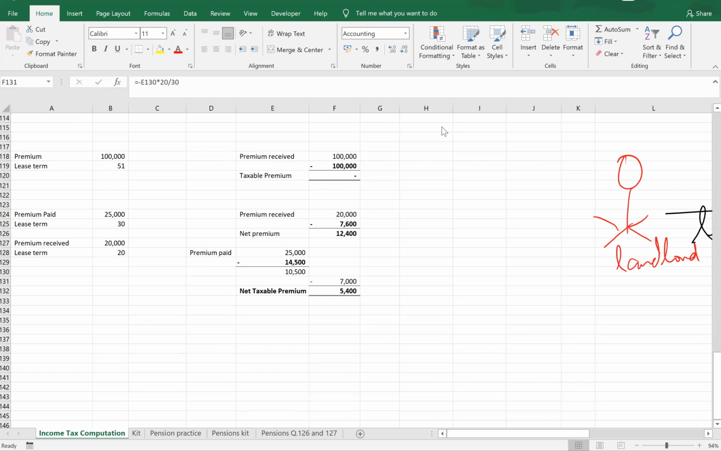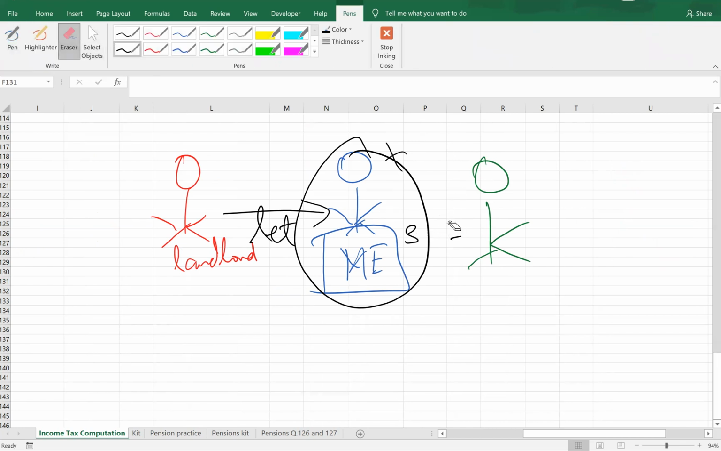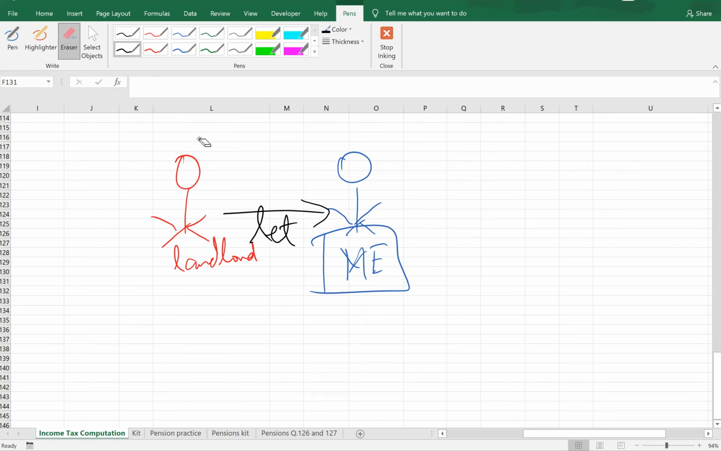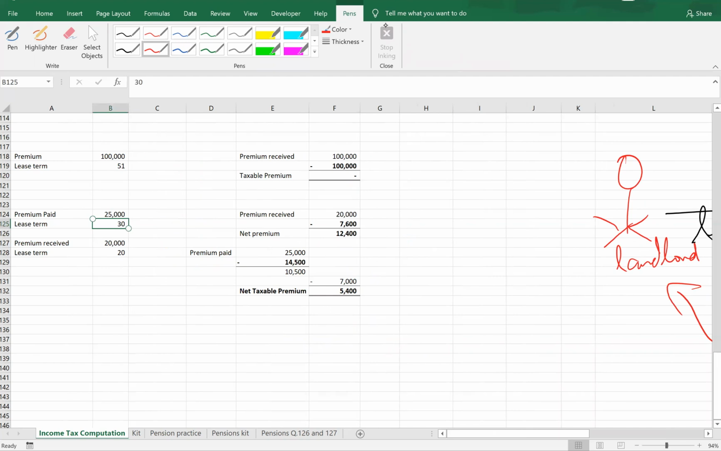What if, let's say, over here, I don't sublet the property, okay? But I'm using the property, let's say, for my business or for my trade. And I've paid a premium of 25,000 on a lease term of 30 years, right? In that situation, the taxable premium turns out to be 10,500. I'm not subletting the property. I'm using it for my business. So technically, since I'm using this for my business, this premium that I've paid should be a tax allowable expense, right? It should be an allowed expense.